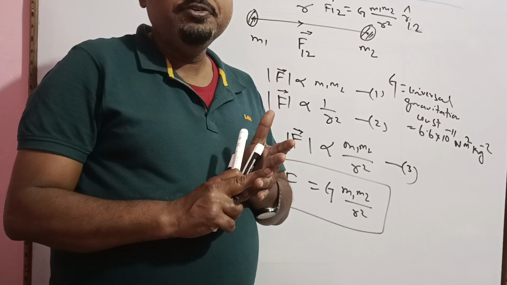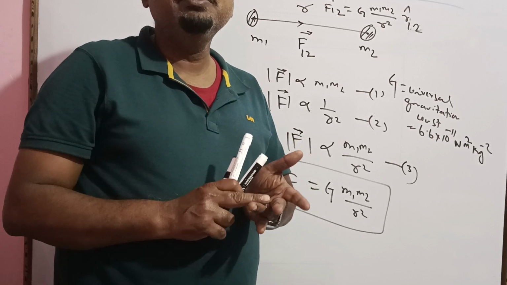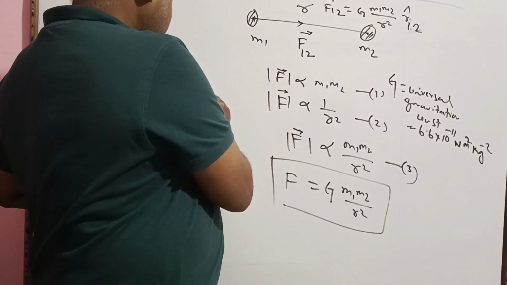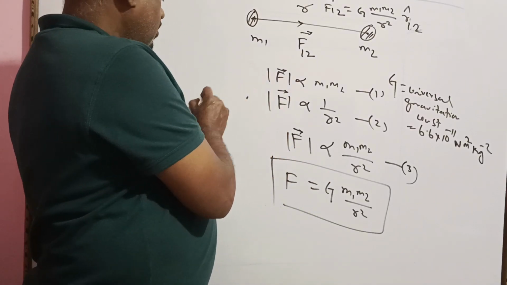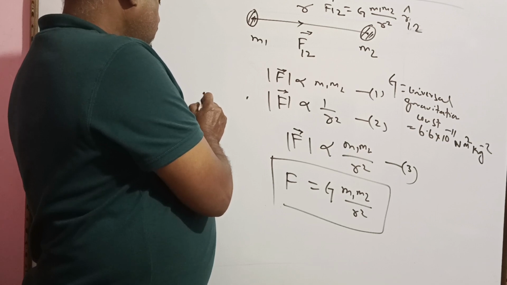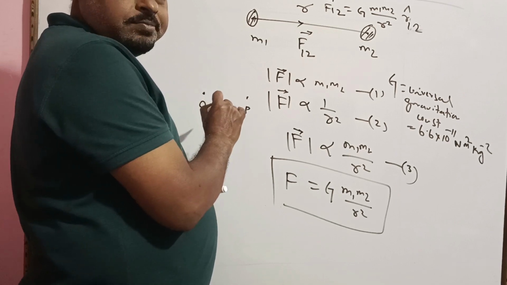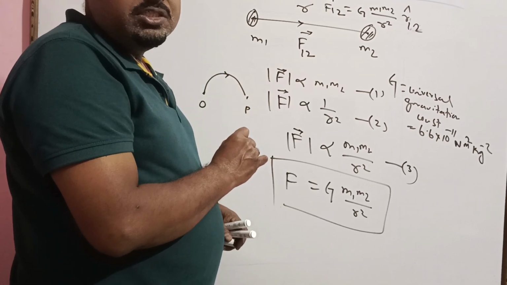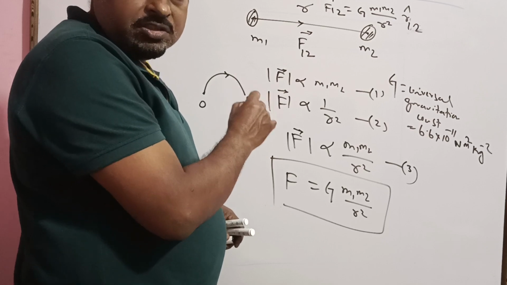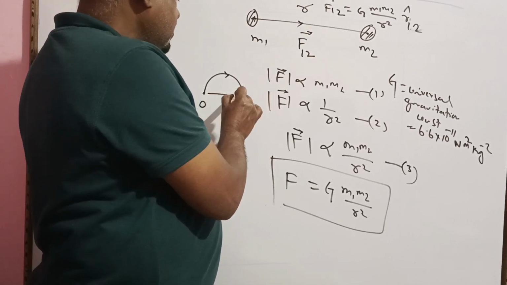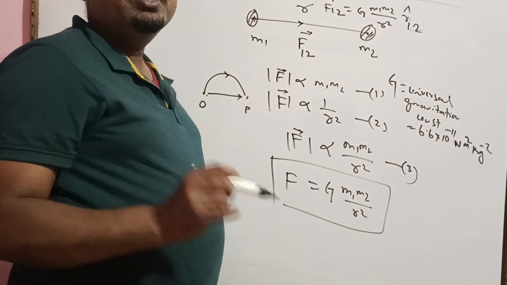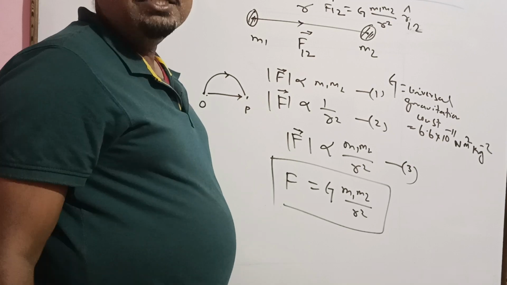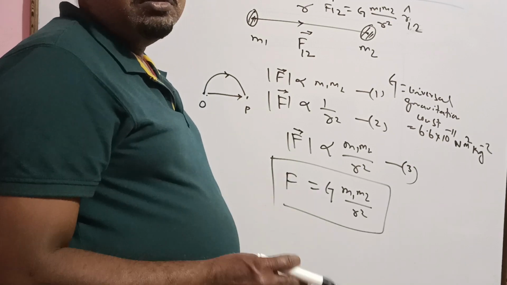What do you mean by a conservative force? Work done by this force is independent of the path. Suppose work is done from point O to P. If you go in a semicircular path, it does not count the semicircular path. The distance counted is from O to P, the minimum distance. That is work done by a conservative force, path independent. So it is a conservative force.